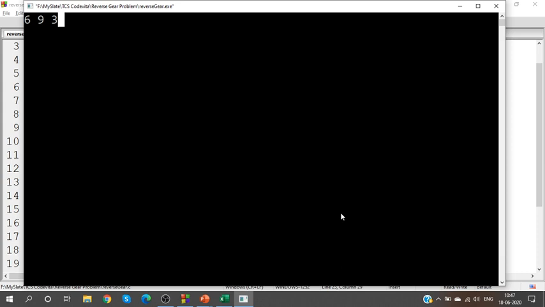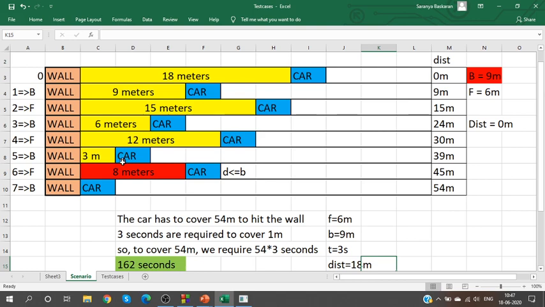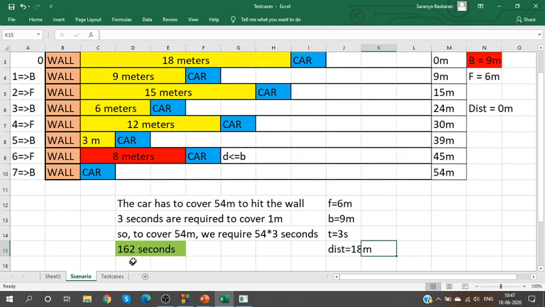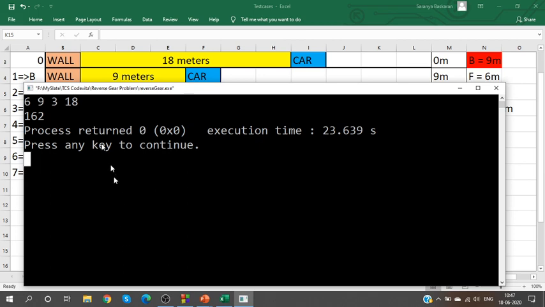6, 9, 3, 18. What is the order we follow here? Order is forward distance, backward distance, time, and distance between wall and the car. Okay, 6, 9, 3, 18. What is our expected output here? Our expected output is 162 seconds. Let us check that. You get the right output, 162 seconds.